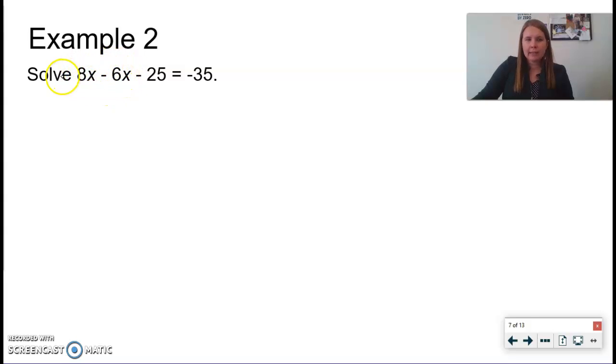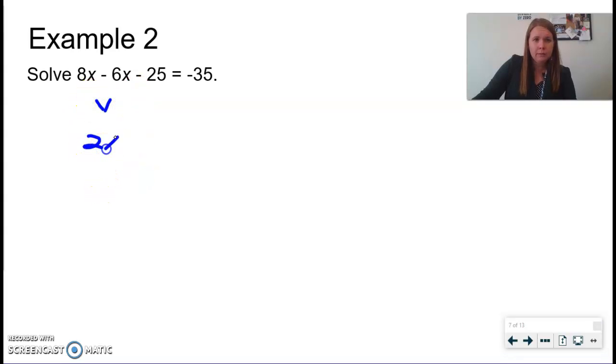Before I even start writing this out, I'm going to combine 8x and 6x. Notice, though, that there is an operation of a subtraction in the middle here. So really I'm taking 8x minus 6x, which ends up giving me 2x. Because I'm just taking those coefficients, I subtract those, keep the x. So now I have 2x minus 25 equals negative 35.